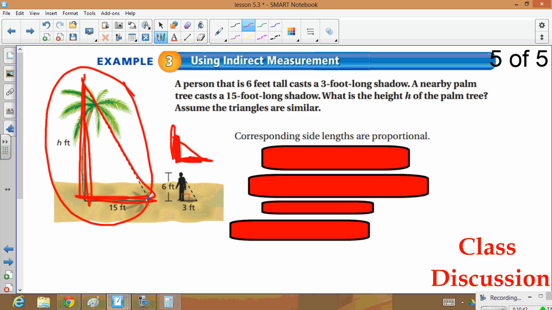So what are we doing here? A person is 6 feet tall and casts a 3-foot shadow. So 6 feet tall, 3-foot shadow. A nearby palm tree casts a 15-foot shadow. Here's the shadow. What is the height of the palm tree? So missing part here. Assume the triangles are similar. So you're going to create your proportion, and in class we'll go over this and discuss.